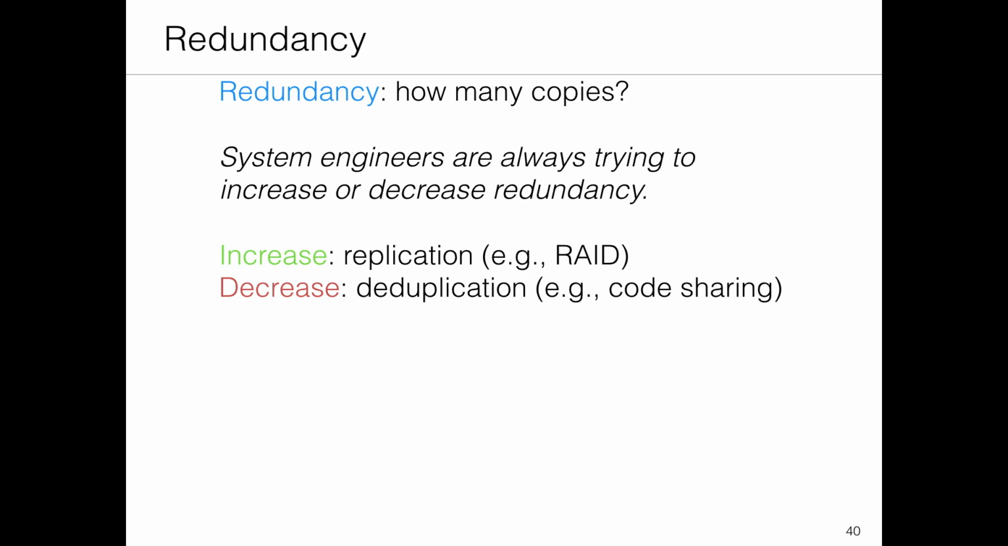Okay, let's talk about redundancy. Some examples of where we're trying to increase the redundancy is replication, which is RAID. Some examples, again, which we've studied in the OS course, where we're trying to reduce the redundancy is code sharing. So this was where, can anyone tell where were we using code sharing? A little louder.